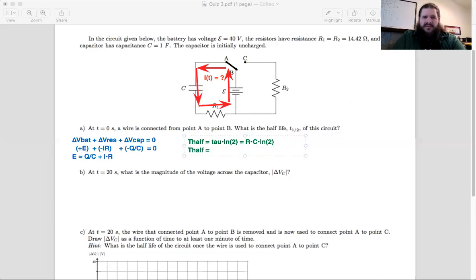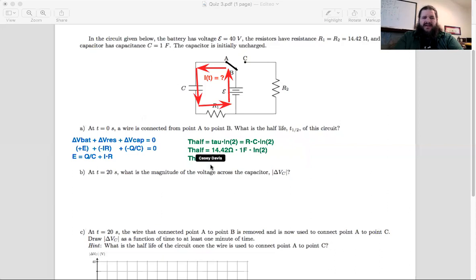We've got a resistance of 14.42. Is that 14.42? Yeah. So resistance 14.42 ohms, capacitance 1 farad, and logarithm of 2. So if we multiply that out, we get 14.42 times 1 times logarithm of 2. And that's pretty close to 10 seconds, because ohms times farads is seconds. 9.995, we'll just round that off to 10.